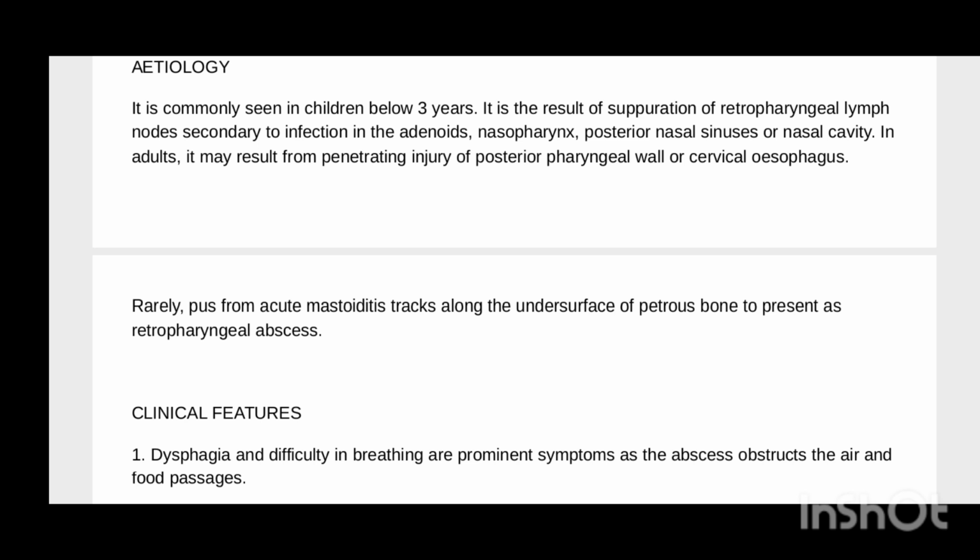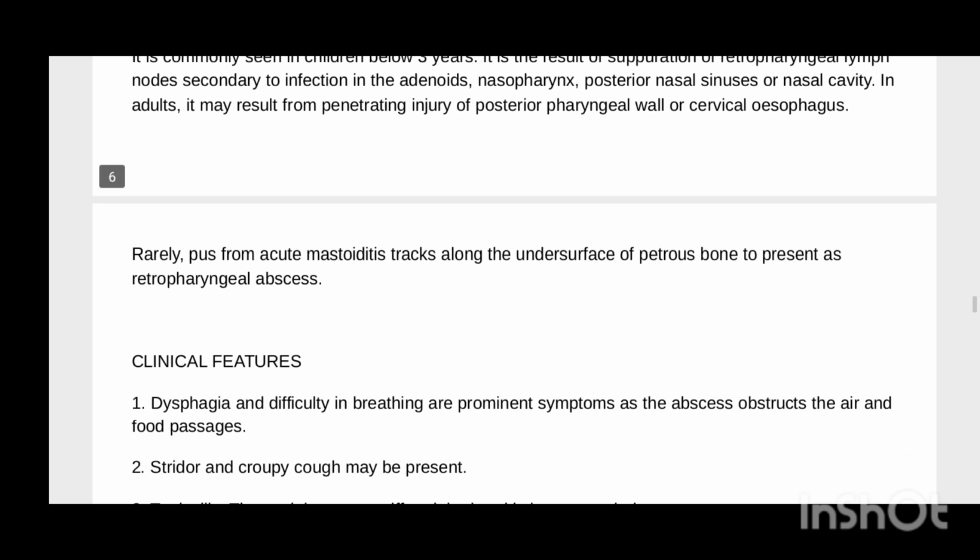In adults, the cause is basically injury. And in case of mastoiditis, if we have infection of the mastoid bone, through the petrous bone route the infection may spread to the retropharyngeal space behind the pharynx. So these are the causes.